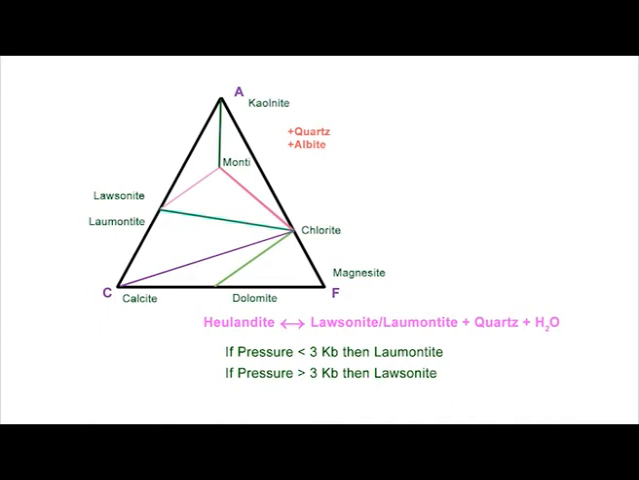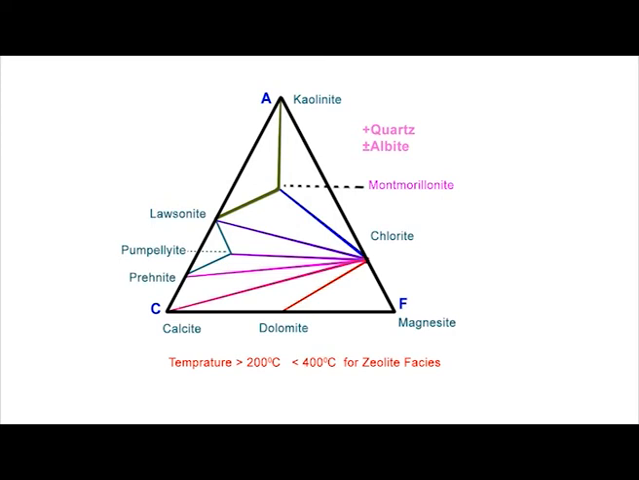200 degrees centigrade. For the reactions 1 and 2, prehnite is formed via reaction number 4, that is laumontite plus calcite give rise to prehnite plus quartz plus water plus CO2. This is followed by the formation of pumpellyite through the reaction 5, that is laumontite plus prehnite plus chlorite give rise to pumpellyite plus quartz plus water.